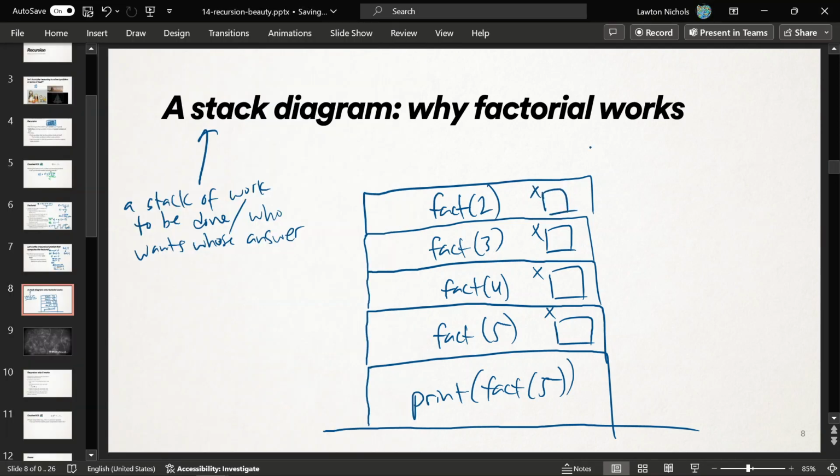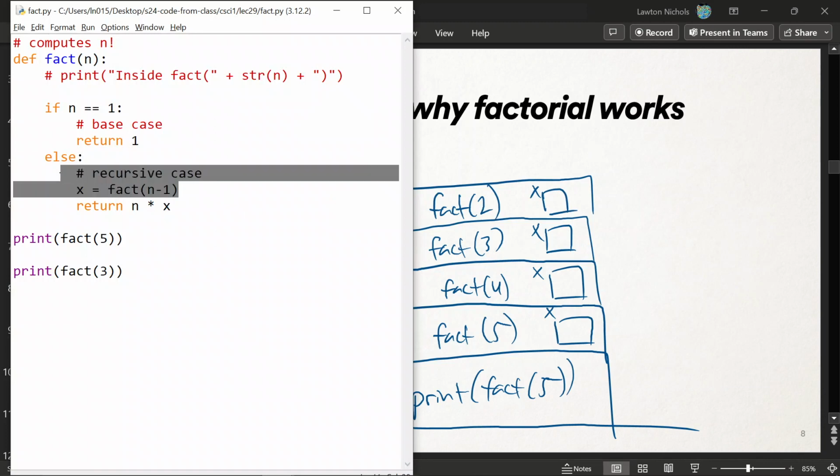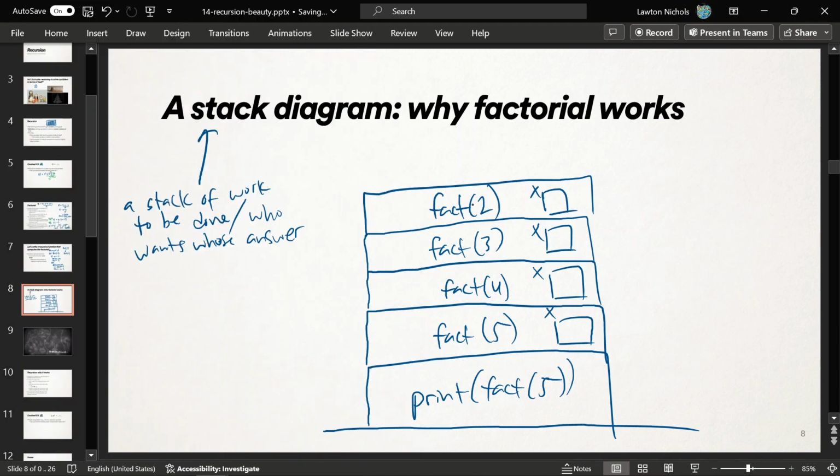Fact of 2, trying to make an x variable. Like, I need fact of 1, please. Give that to me, then I can give you back fact of 2. So fact of 2 calls fact of 1. Are you guys following me still? There's a lot going on. Fact of 2 is calling fact of 1, and that is going to kick us all off, and it's going to finish it. So fact of 1 is the base case.